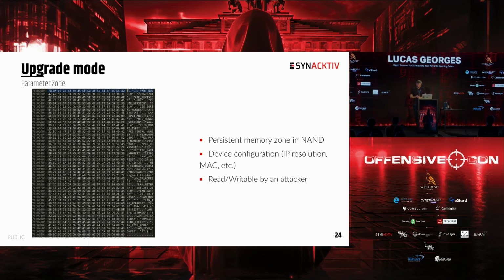The parameter zone is a persistent memory zone within the flash. It's basically a JSON file, but in memory, and there are a lot of variables used for persistent configuration, like the Ethernet MAC address, default LAN IP, something like that, and the package part number and package firmware version. And as I said, using the previous API, it's readable and writable by an attacker. So I thought to myself, it's pretty nice. I think the developer didn't expect an attacker to be able to read and write this part of the NAND, and will probably use it as trusted input.